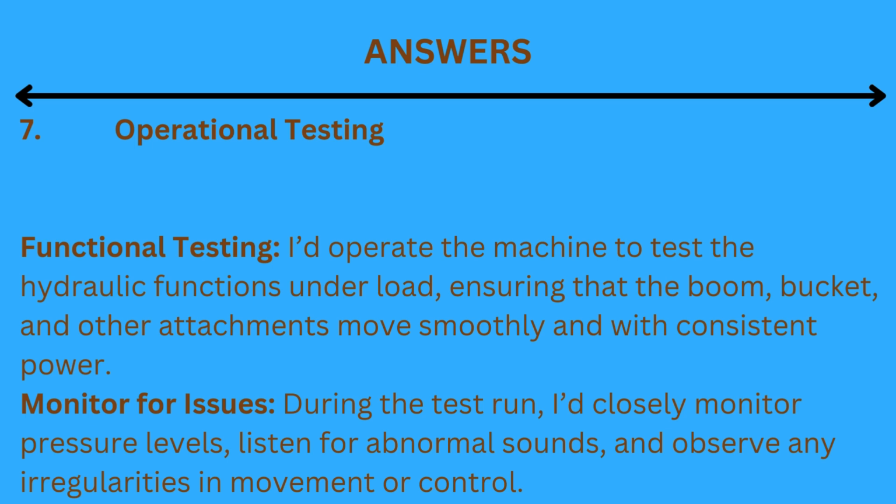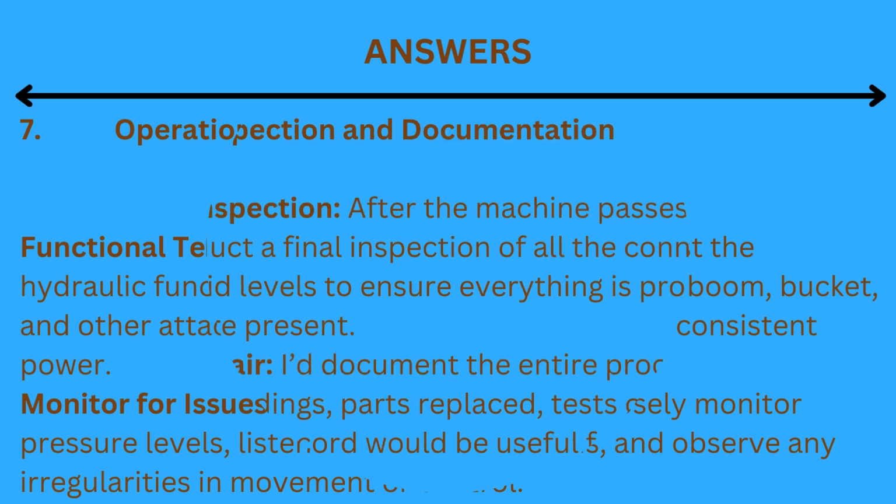7. Operational testing. Functional testing. I'd operate the machine to test the hydraulic functions under load, ensuring that the boom, bucket, and other attachments move smoothly and with consistent power. Monitor for issues. During the test run, I'd closely monitor pressure levels, listen for abnormal sounds, and observe any irregularities in movement or control.